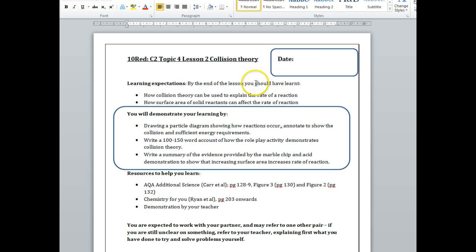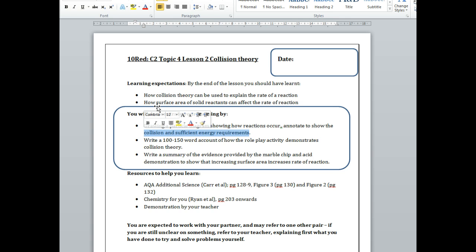By the end of the lesson we should have learnt about how collision theory can be used to explain rate of reaction and how surface area of solids affects those rates. In the lesson you might have had a chance to draw particle diagrams showing how reactions occur, annotating to show our collision and sufficient energy requirements. These are the two key points that I'll be looking for in exam questions.